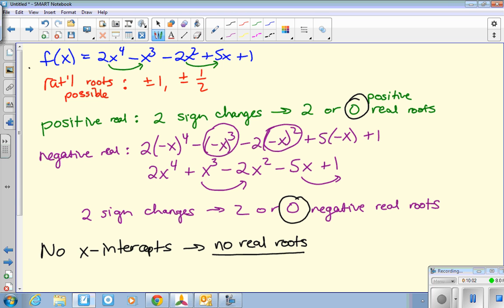So at this point, we've learned how to find the number of possible positive real roots and the number of possible negative real roots. If you want to actually find the roots, you can do synthetic division, or you can look at the graph.